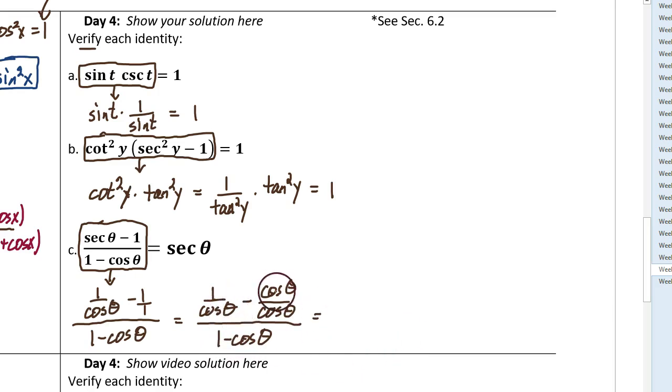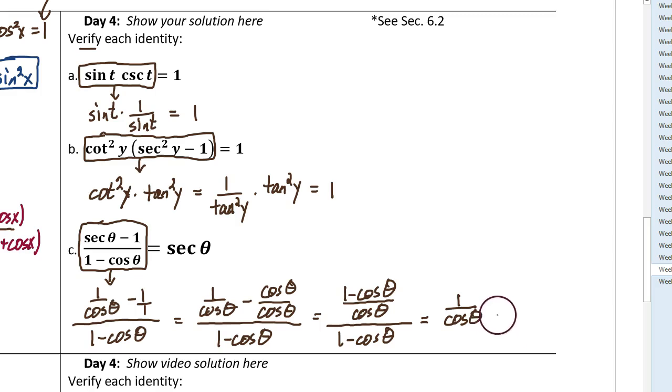Next step, because these two fractions have the same denominator, we can combine their numerators. 1 minus cosine theta all over cosine theta, and then that's still over our same denominator we've had all along. Okay, next step. The 1 minus cosine theta, when you divide by 1 minus cosine theta, simplifies to a 1. And in the final step, 1 over cosine theta is secant theta.